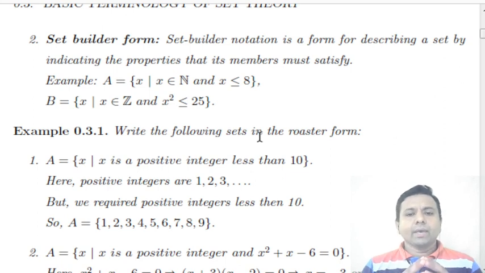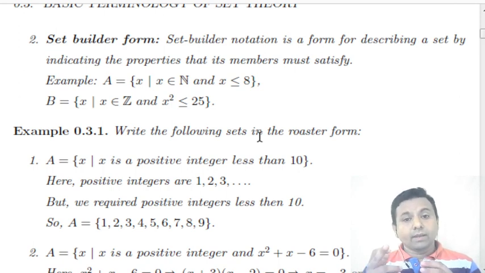Then B is the set of all x such that x belongs to Z and x square is less than or equal to 25. Z is the set of integers. So you start with 0, 1, 2, 3 up to etc., then minus 1, minus 2, minus 3 up to etc. But out of them you have to take the square. x square is less than or equal to 25. So the conditions satisfied are 0, 1, 2, 3, 4, 5. Same thing on the negative side: minus 1, minus 2, minus 3, minus 4 and minus 5. So here we studied two methods of representing a set.